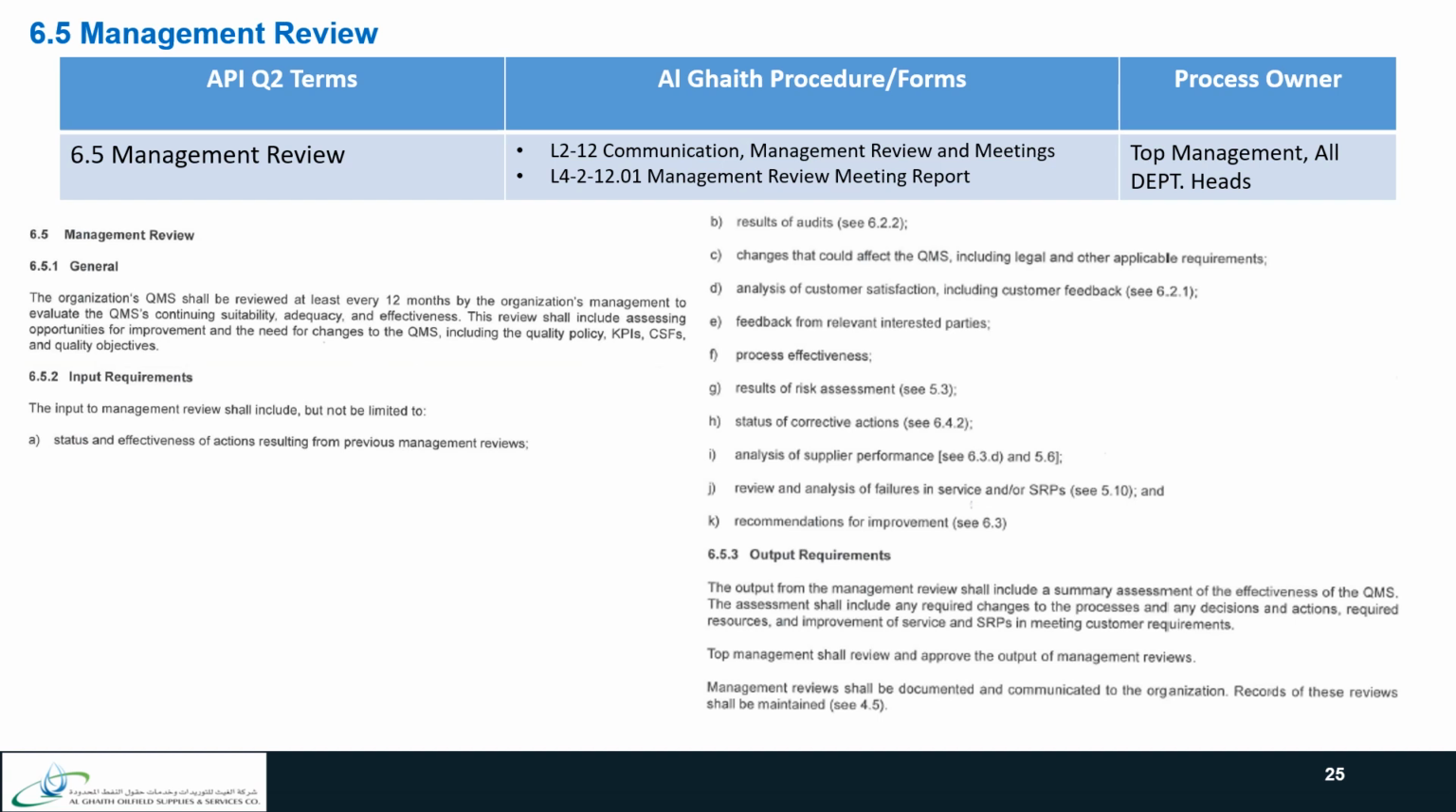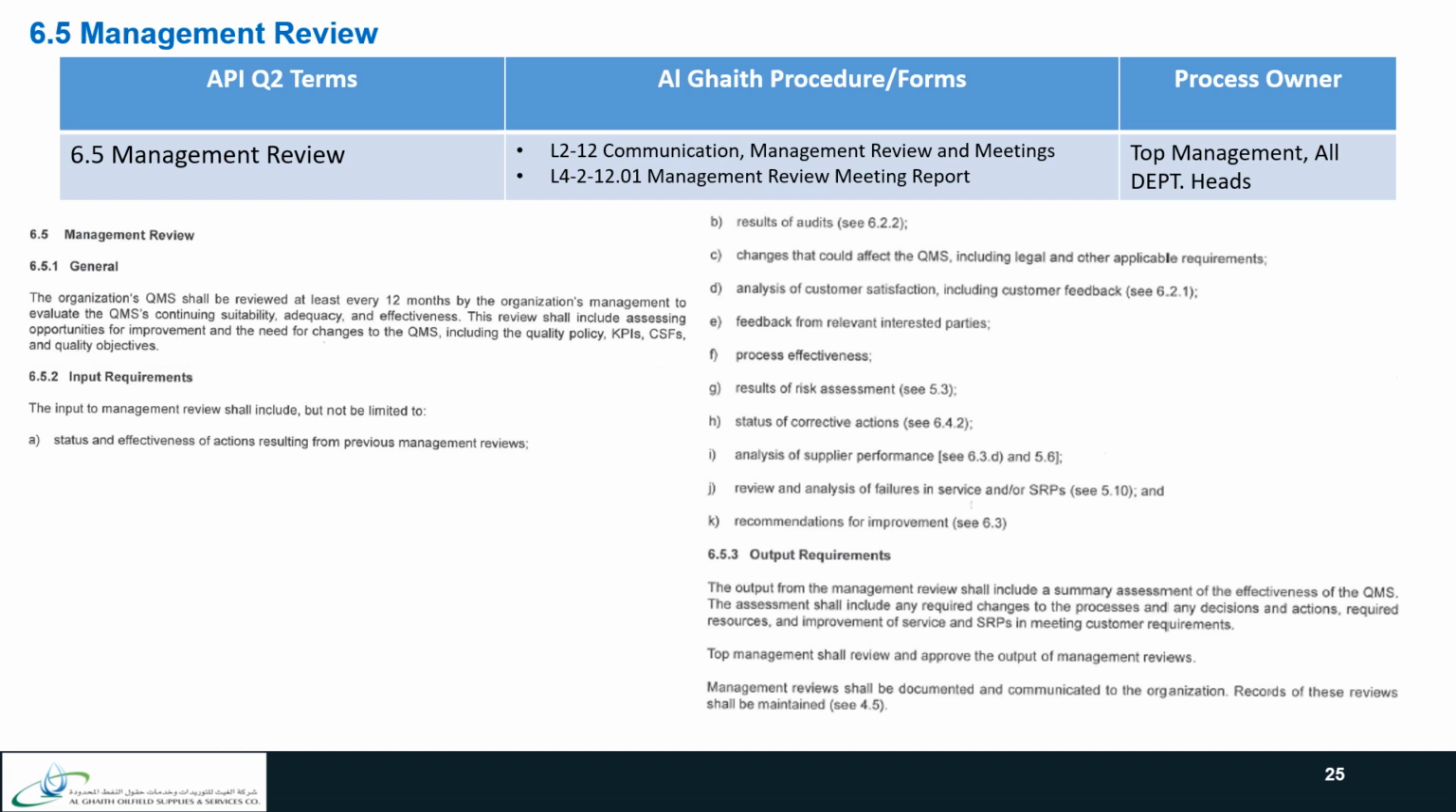The agenda of the meeting or input requirements shall include, but not be limited to, status and effectiveness of actions resulting from previous management reviews, results of audits, changes that could affect the QMS, including legal and other applicable requirements, analysis of customer satisfaction, including customer feedback, feedback from relevant interested parties, process effectiveness, results of risk assessment, status of corrective actions, analysis of supplier performance, review and analysis of failures in service and/or SRPs and recommendations for improvement.